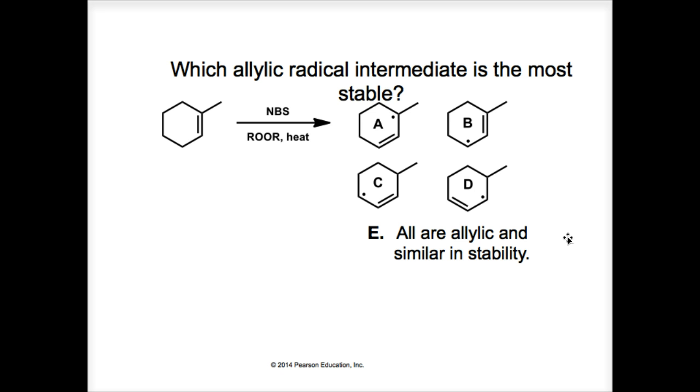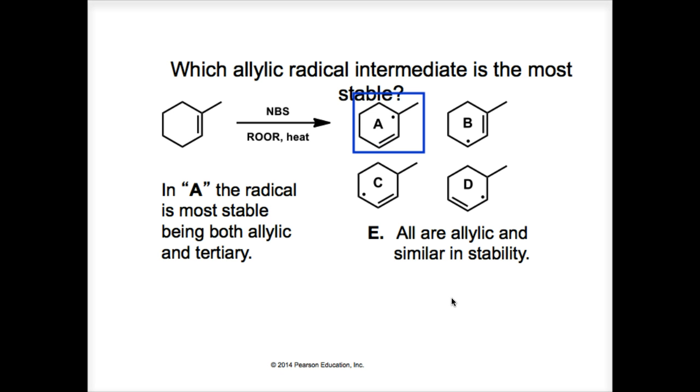Which allylic radical intermediate is the most stable? Take a look at this, and then we'll look at the answer. So the correct answer is indicated on the slide. And you'll notice that this is a tertiary and allylic radical. This one is secondary and allylic, secondary and allylic, and secondary and allylic. So this one is the most stable among the four that are shown here.